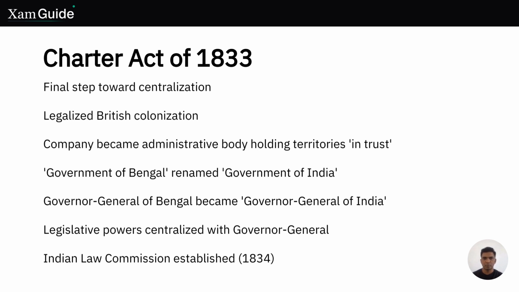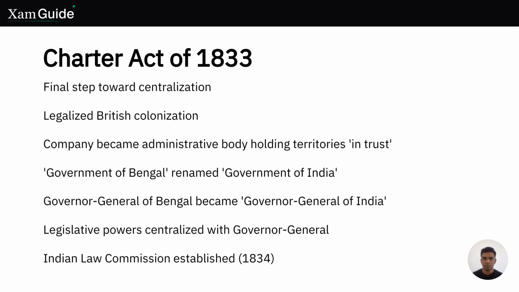They renamed the Government of Bengal the Government of India, and the Council the India Council. The Governor General of Bengal was now designated as the Governor General of India with civil and military powers. Legislative powers were transferred from Bombay and Madras to the Governor General of India. Laws were now termed acts instead of regulations. The Governor General was empowered to amend or repeal laws in British India.